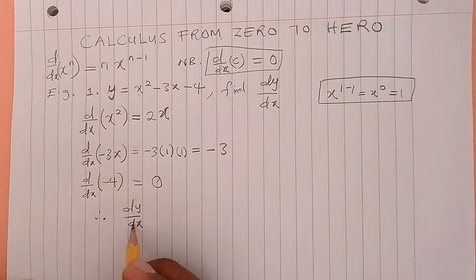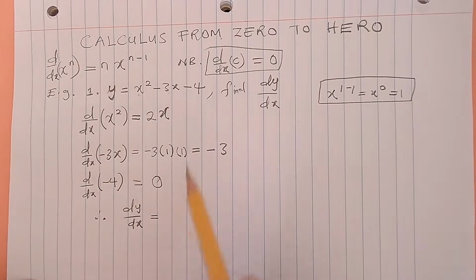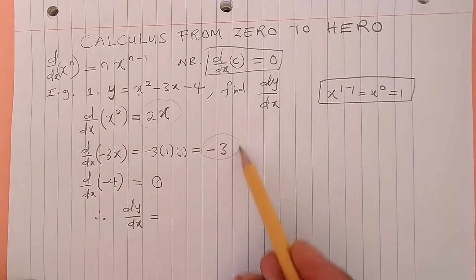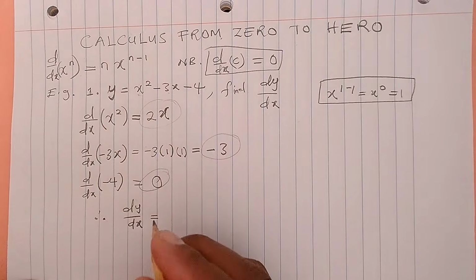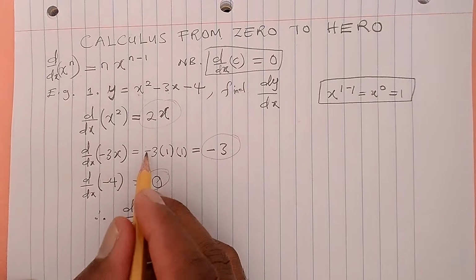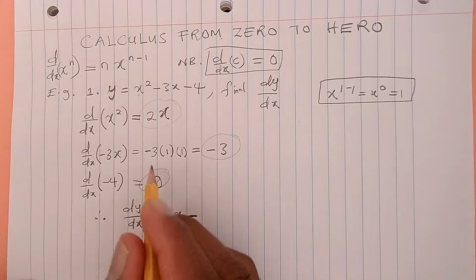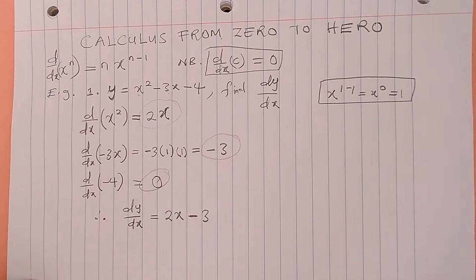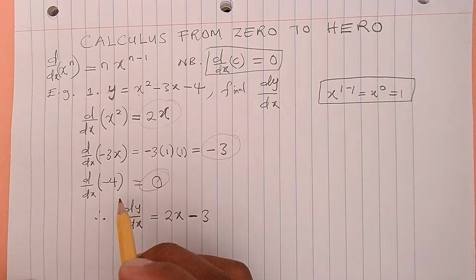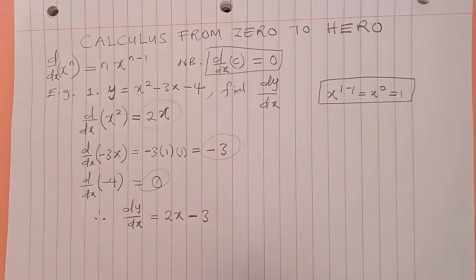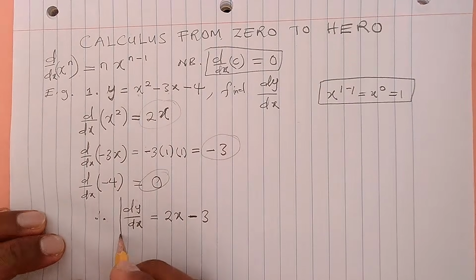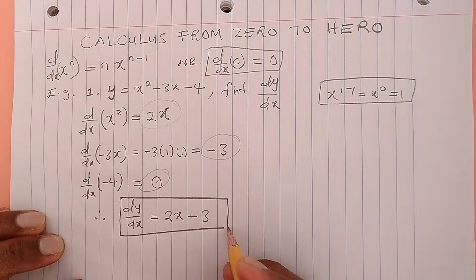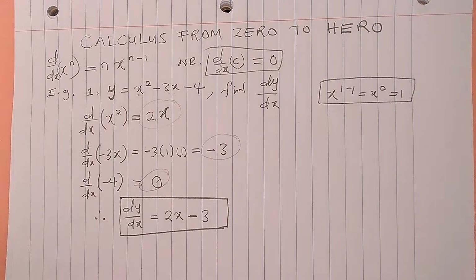Okay, guys, therefore dy/dx, the derivative of y with respect to x, is equal to the sum of these values that I found. The derivative of x squared, we found, was 2x. Then minus 3. Then the derivative of negative 4 is 0, so we don't include a 0 here. So the final answer is just 2x minus 3. Let us try a different problem.